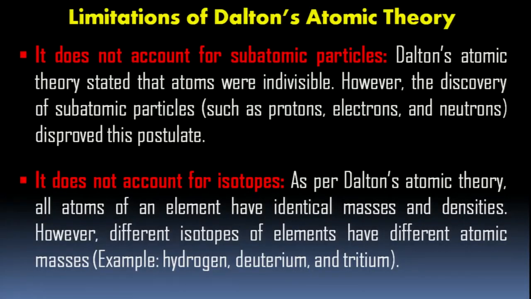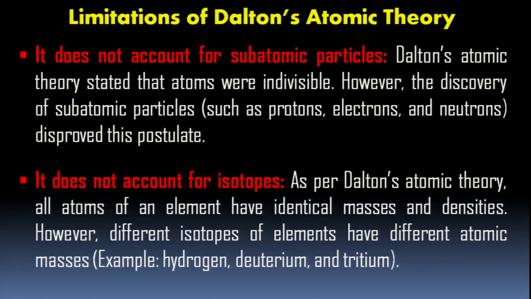One more limitation. It does not account for isotopes. What are isotopes? You will read in later classes. Isotopes of an element have different atomic masses. Atomic number is same but different atomic masses. That is, for example, in hydrogen, they have hydrogen, deuterium and tritium. But Dalton's atomic theory could not account for this.